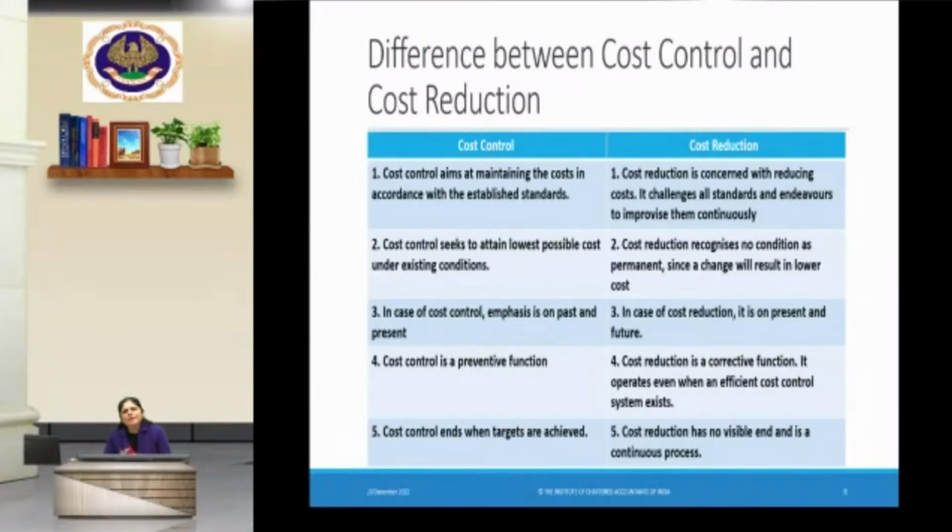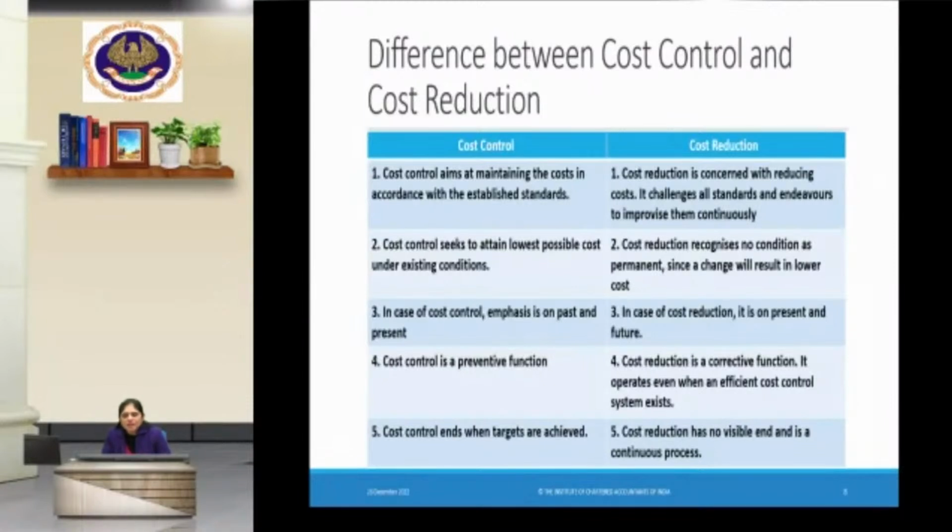There are no predetermined standards, but it's a continuous process of reducing costs. It challenges all standards and endeavors to improve them continuously. Second difference, cost control seeks to attain the lowest possible cost under existing conditions. Cost control is like, okay, this is the minimum possible cost. We'll try to reach the minimum possible cost.